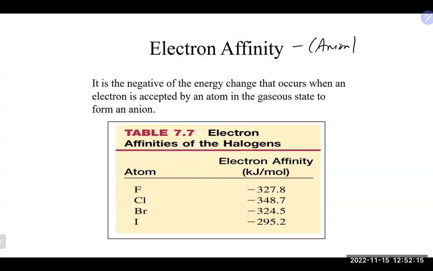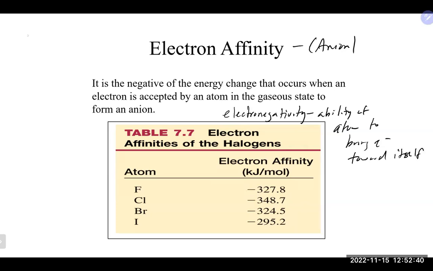By the way, electron affinity and electronegativity are different things. Electronegativity is the ability of an atom to bring electrons towards itself. They both really have the same trend in terms of the periodic table. Both of them increase as you go this way and decrease as you go down. But electron affinity is really that energy change when somebody gains an electron. Electronegativity is basically the ability of an atom to bring electrons to itself.